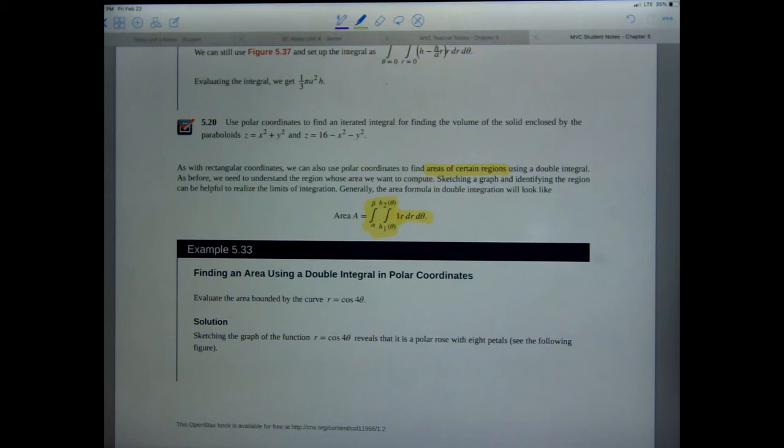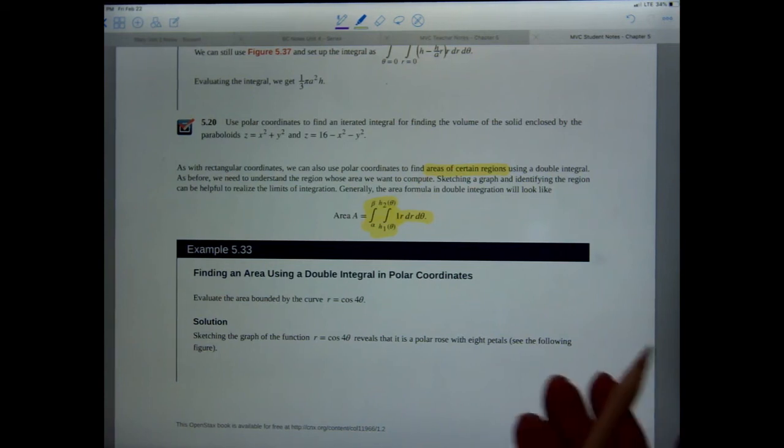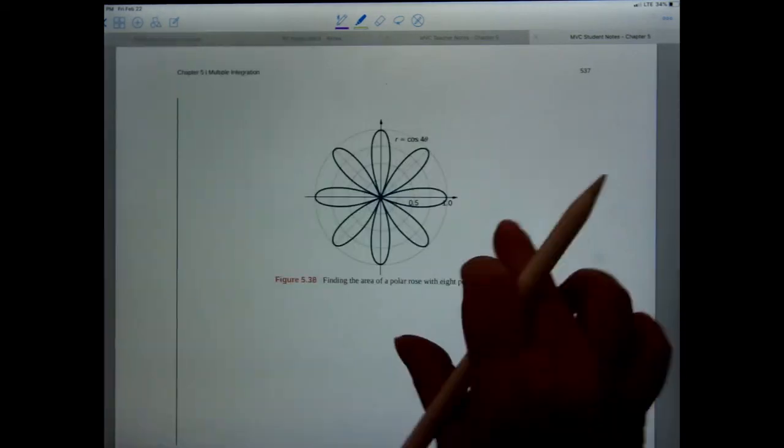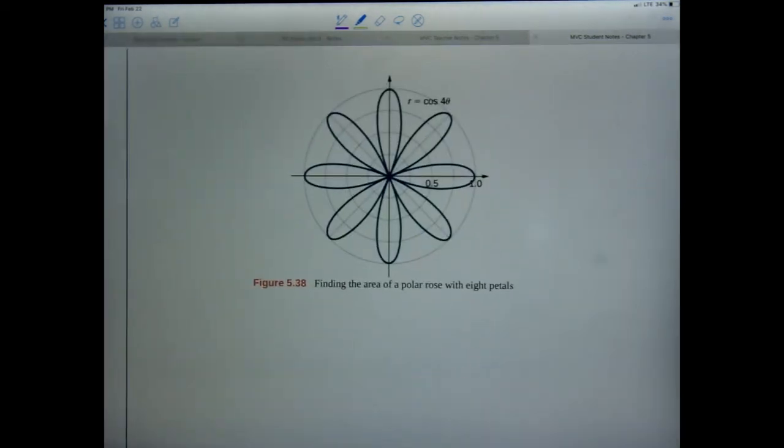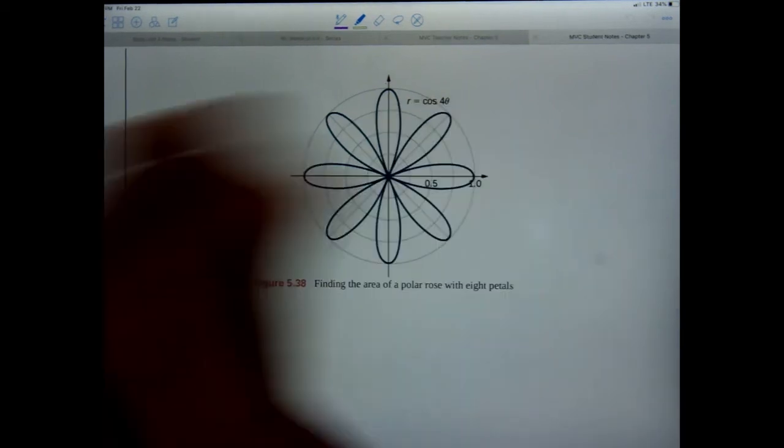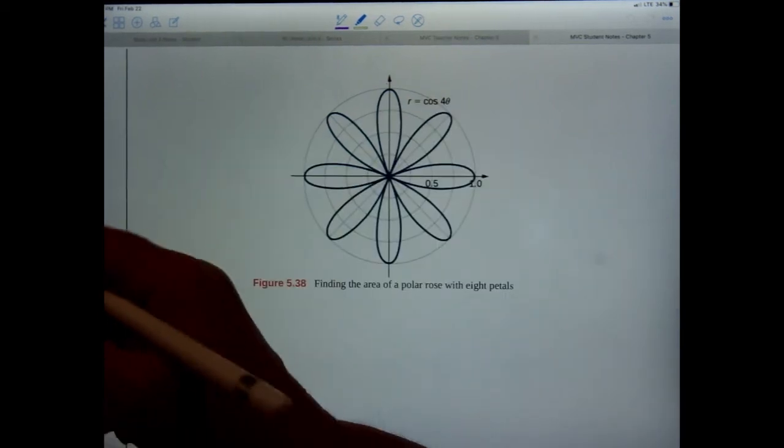The next one, they start at the bottom of the page, we finish on the next page. It's a polar rose. Remember these little guys? Find the area of one with 8 petals. Basically what we're going to do is set up a double integral to do this. Now, I don't want to do all 8 petals. I would rather do 1 petal and multiply by 8. Does that make sense?